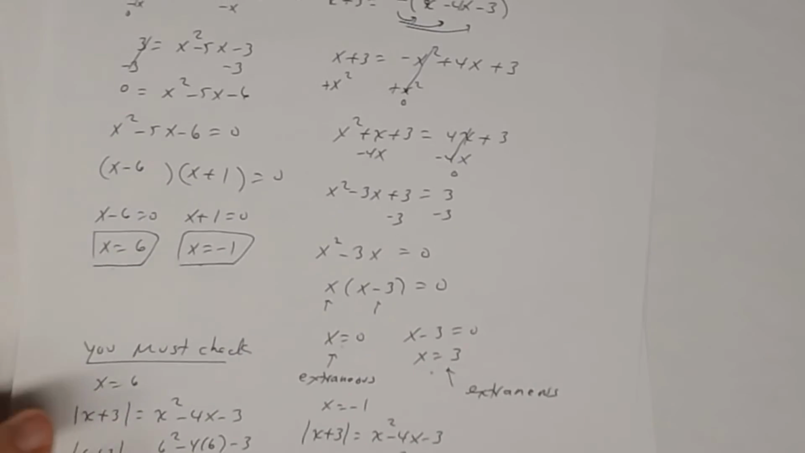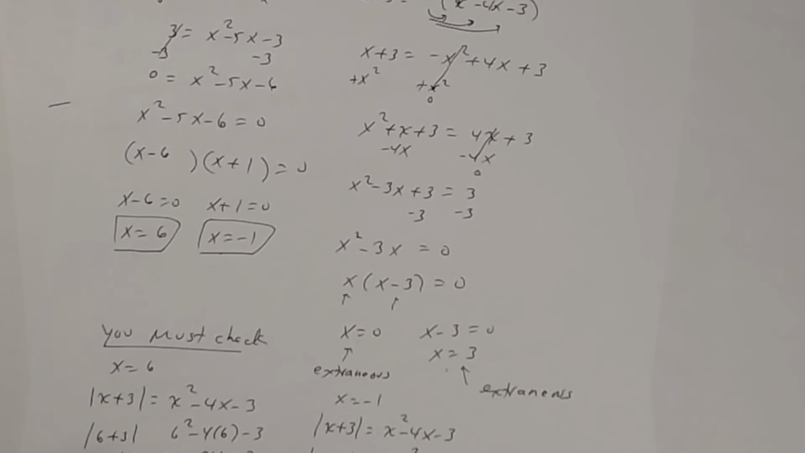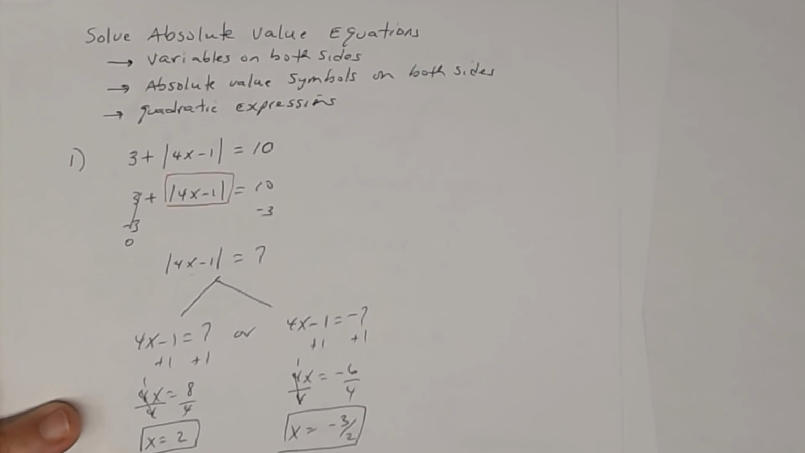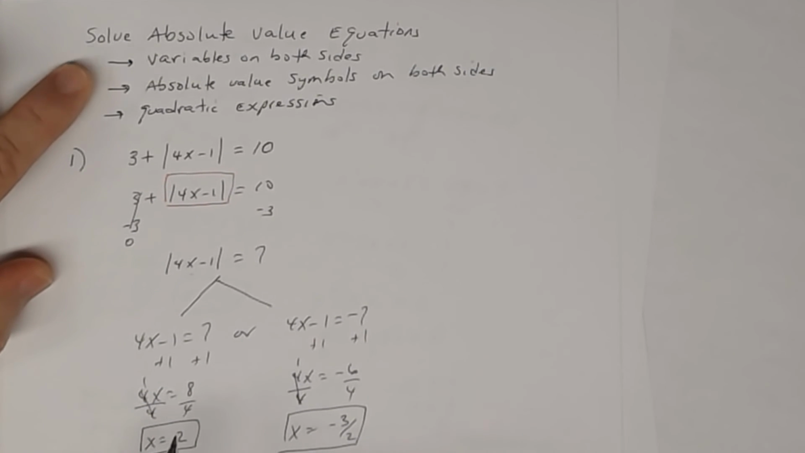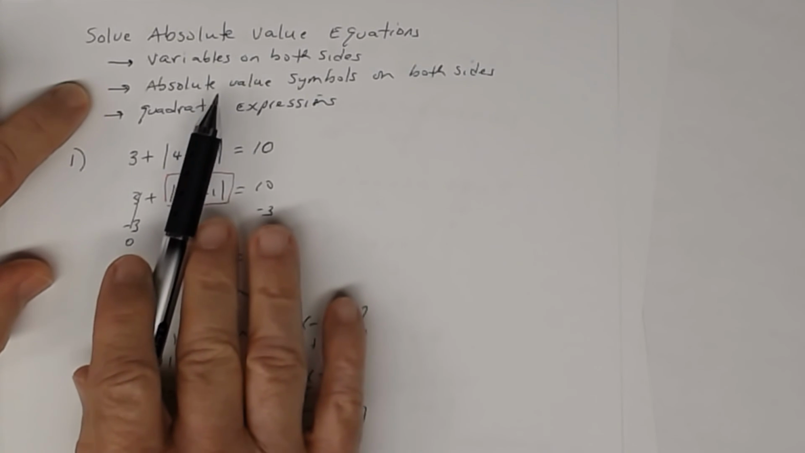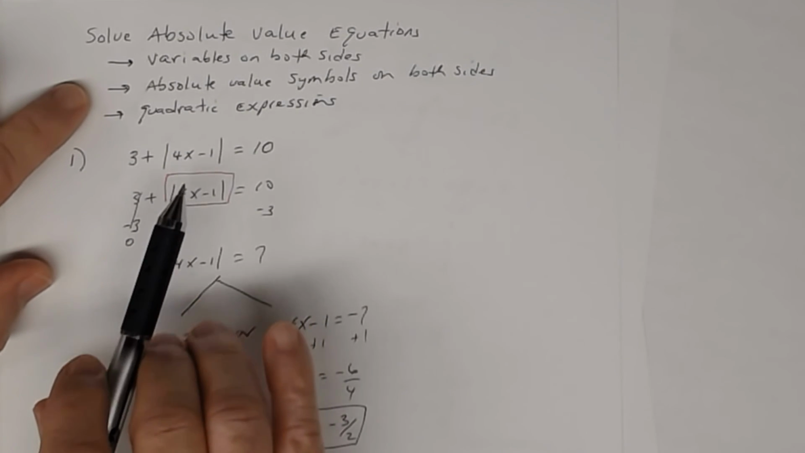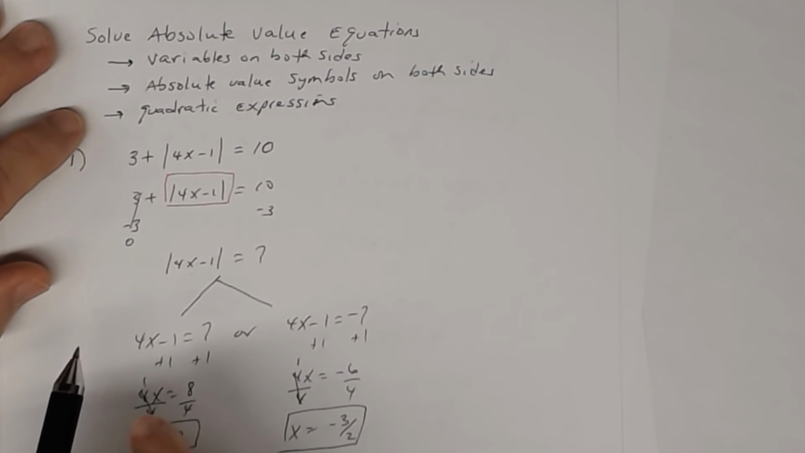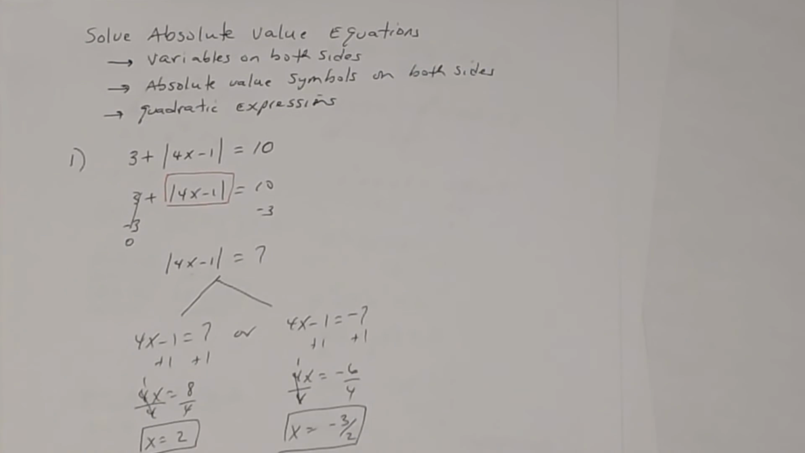So hopefully those 6 examples should help you with understanding how to solve absolute value equations where we have variables on both sides. We have absolute value symbols on both sides, and we also have problems where we have quadratic expressions. All right, so that is the end of this lesson.